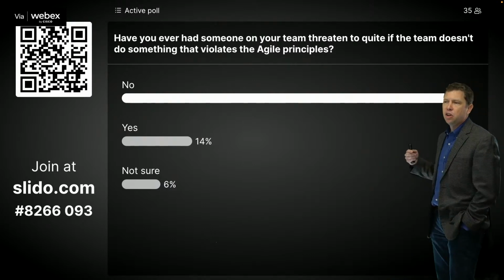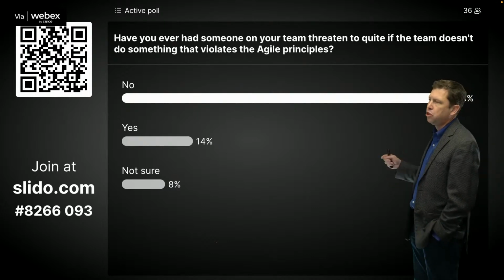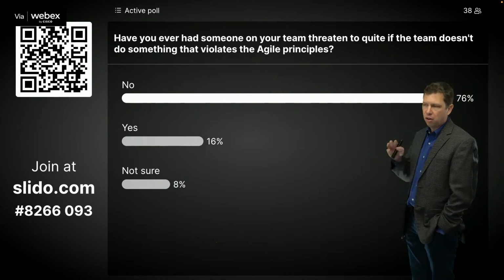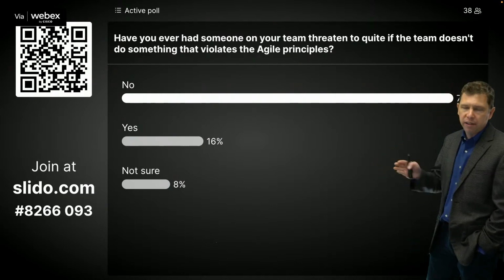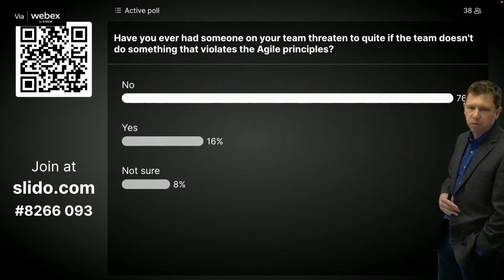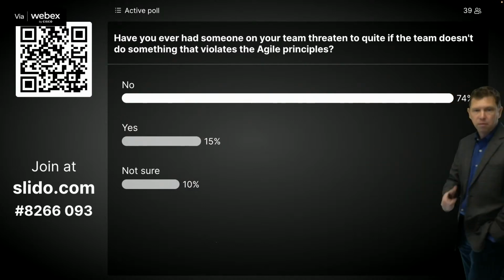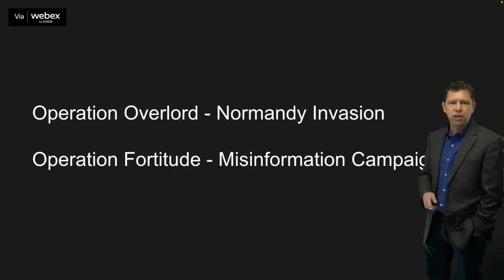I've seen teams that have been pushed to do things that they knew would go against the Agile principles because somebody threatened to quit if the team didn't do this one thing, whether it was their pet project or whatever it was they were trying to do. So 74% of you are glad for that, but this is something to watch out for on your Agile teams.